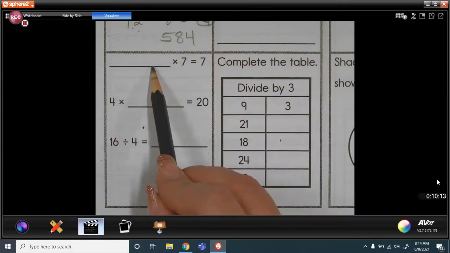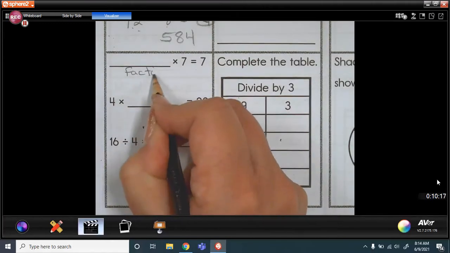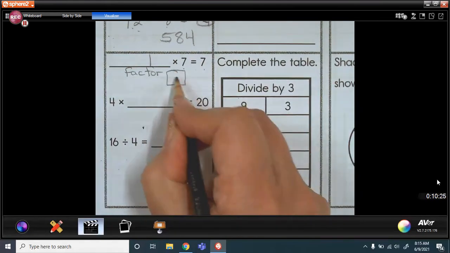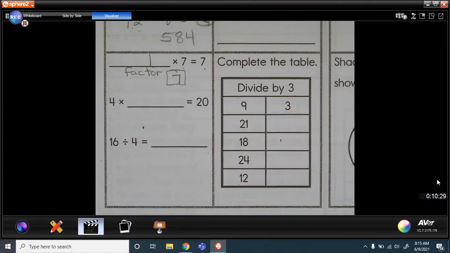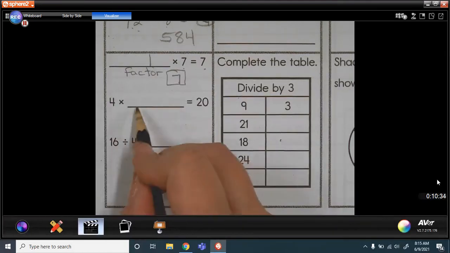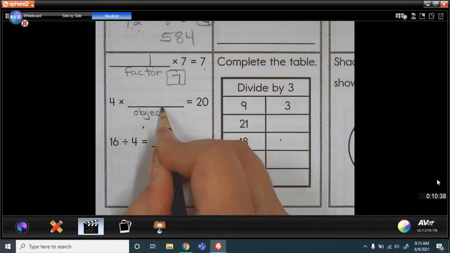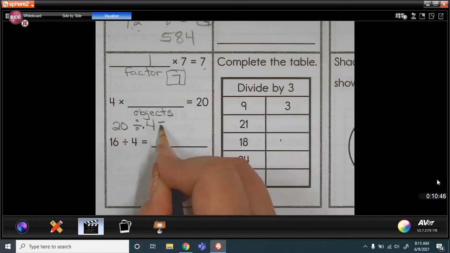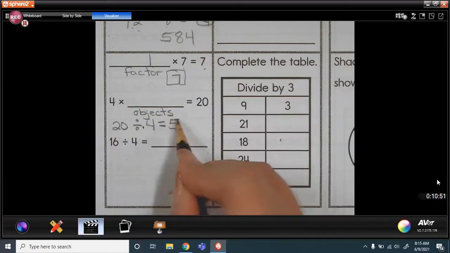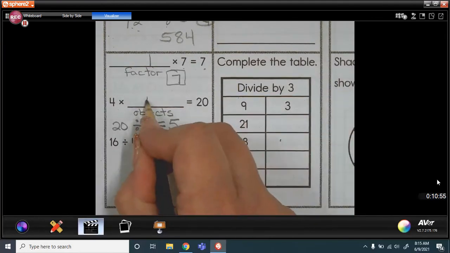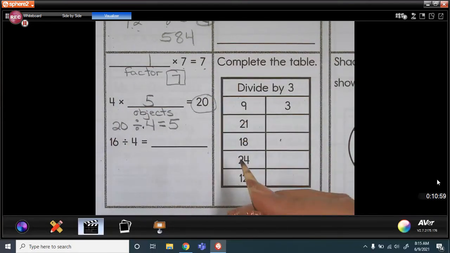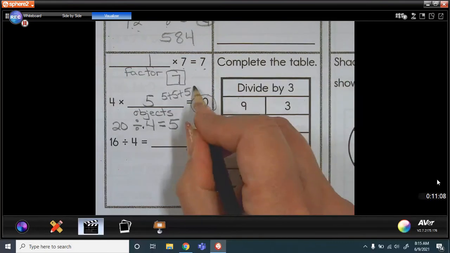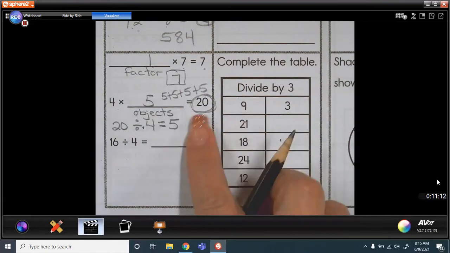We have a missing factor here. So my missing factor is our groups. So how many groups of 7 does it take for me to make 7 total? Well, of course, it just takes one group of 7, right? So if I have one group of 7, one group of 7 is 7. Now, if I look at my next factor, I'm missing how many objects are in each group. So how many objects are in each group? Well, if I take my 20 total objects and I divide them into 4 equal groups, I know that I have 5 in each group. Or if I know my multiplication facts really well, 4 groups of 5 will give me a total of 20. How do I know? Because I can use repeated addition. 5 plus 5 is 10, plus 5 is 15, plus 5 is 20. So 4 groups of 5 makes my total of 20.